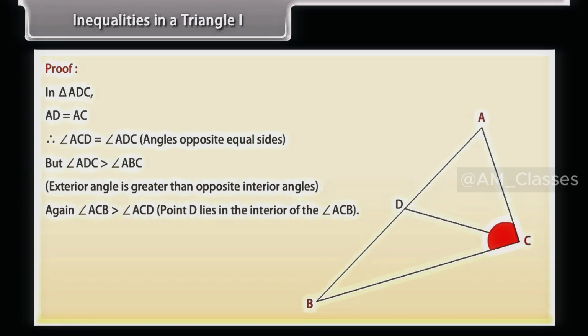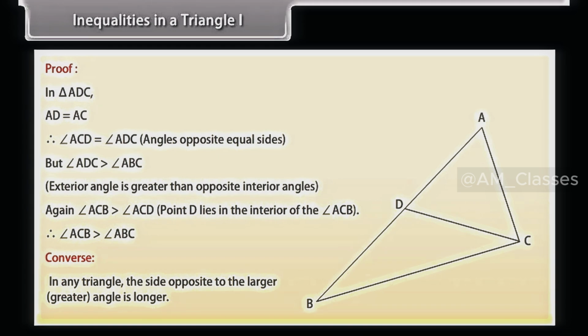Again, angle ACB is greater than angle ACD because point D lies in the interior of the angle ACB. Therefore, angle ACB is greater than angle ABC. The converse of this theorem is also true, which states that in any triangle, the side opposite to the greater angle is longer.